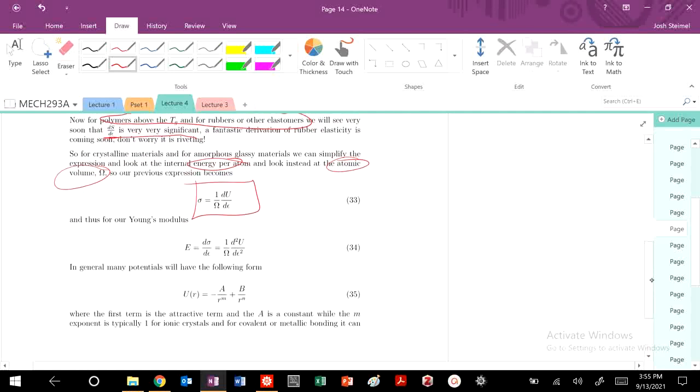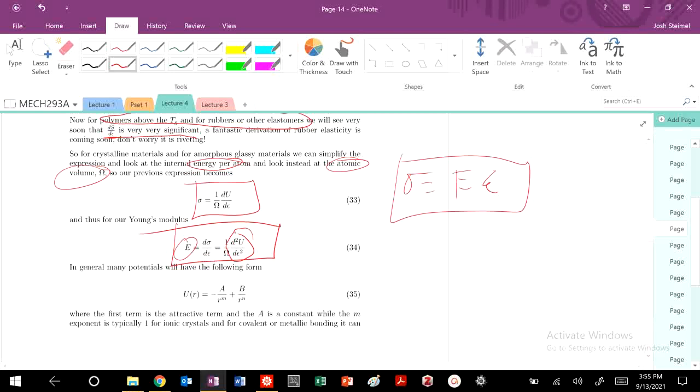So I also know that in my elastic regime, I'm linear. This is my function for stress and strain. So I could rewrite my Young's modulus as the slope, the change, d sigma d strain. So that then propagates, and I get this expression now for my Young's modulus. So my Young's modulus is proportional to the curvature, the second derivative of my potential. And then again, there's this constant of the atomic volume.